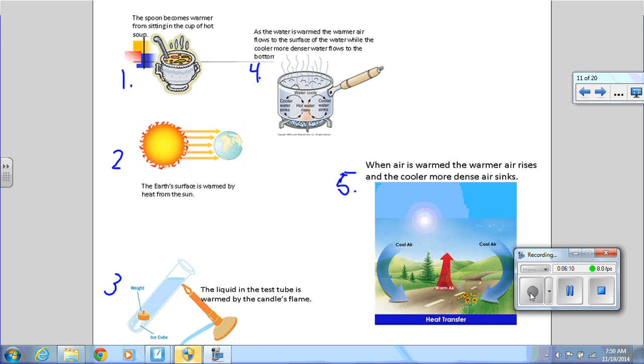Okay, class, number one is conduction. That is heat transfer by direct contact. Number 2 would be radiation. Anytime the sun is warming a surface, that would be considered radiation.